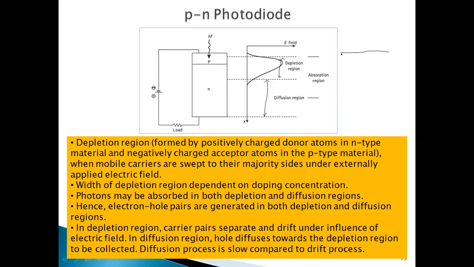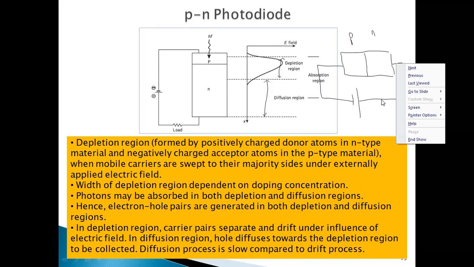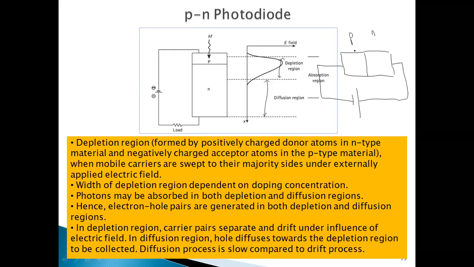Okay, so if I can redraw this for you, that is your P material, that's your N material. So we have a reverse bias terminal. For this particular P, the holes will move to the terminal as a result of a reverse bias condition, whereas for the N material, the electron will move to the terminal as a result of the reverse bias condition, right?